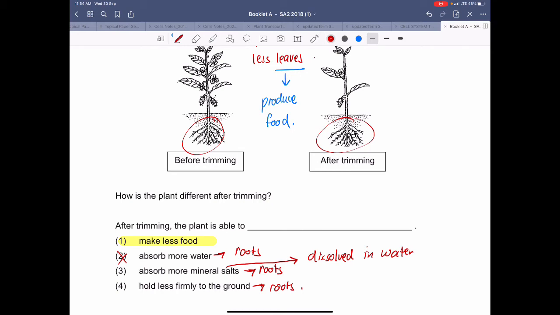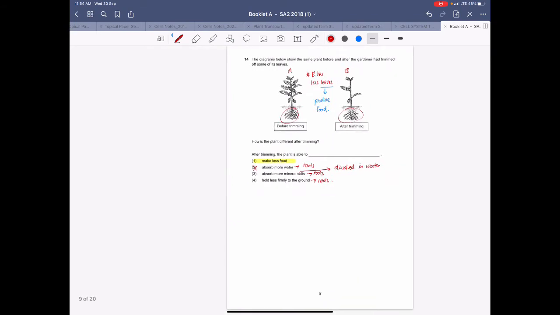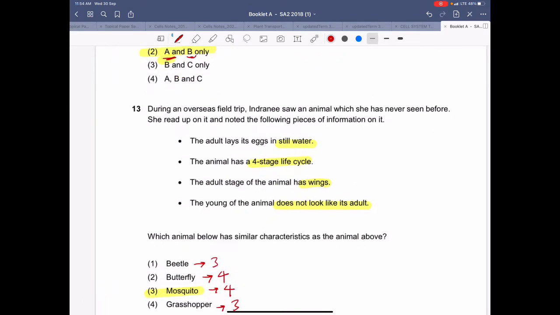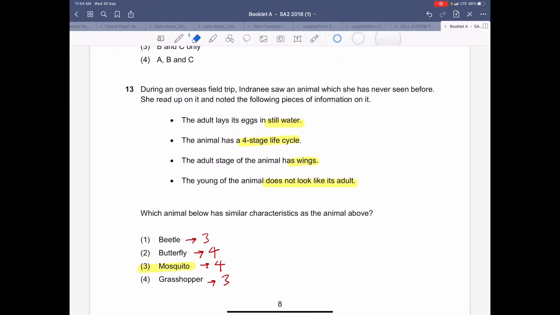Now, can we go back to one question? I just realized something. Your beetle, I want to change, it is 4 stages. Eggs, larva, pupa, and then adult. Alright, but it doesn't lay eggs in water. Alright, I just want to be clear about this.